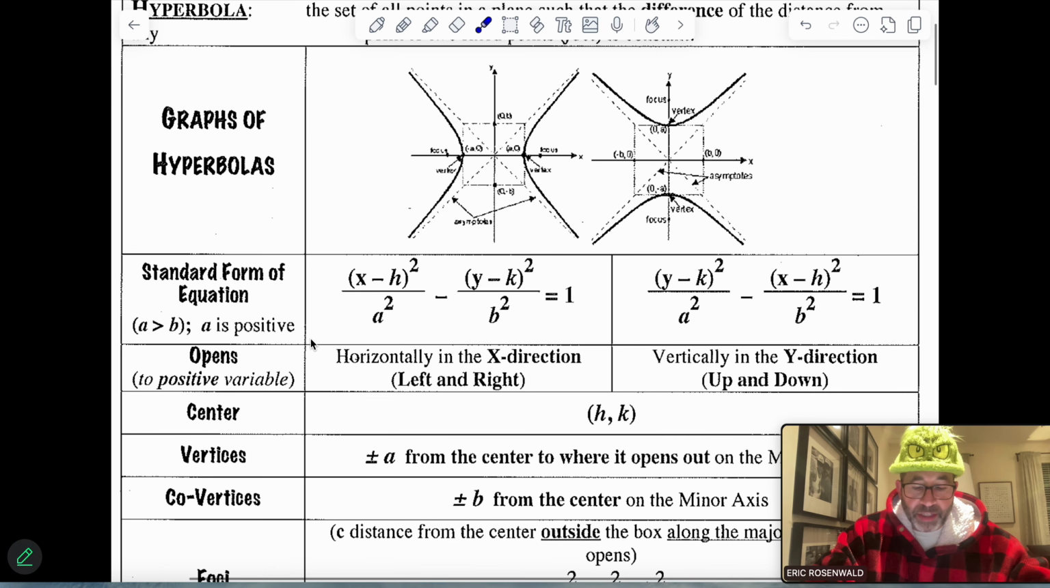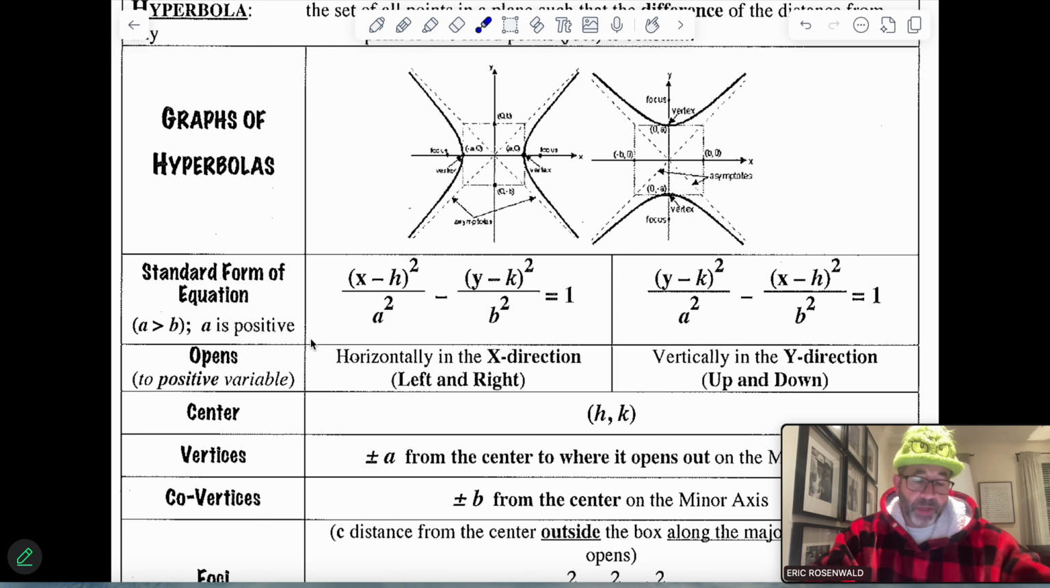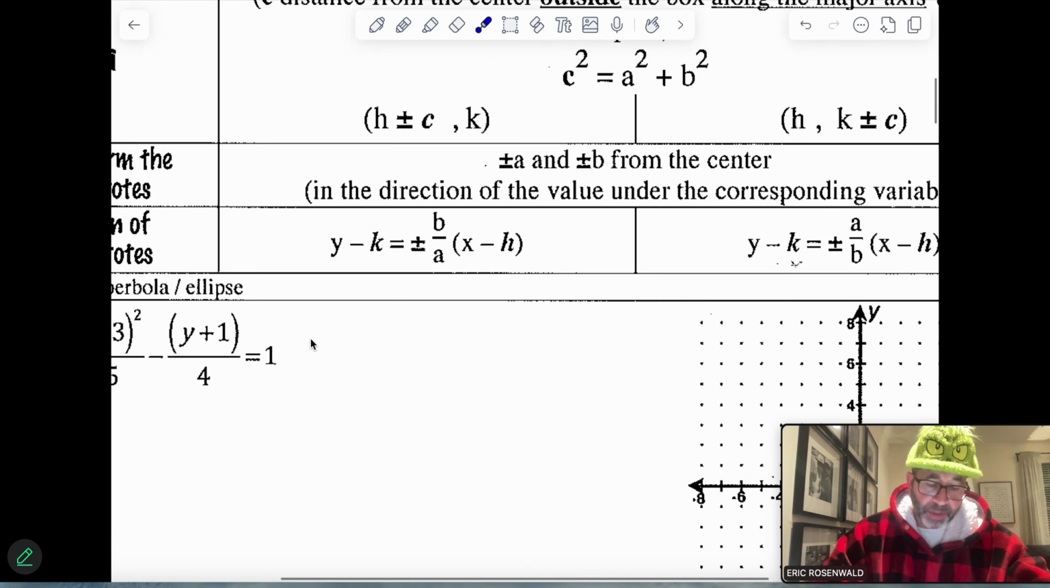Those are part of my center. You got x minus h and y minus k. You're just going to pull those into your point slope formula. And then the a and the b values are going to come from these two values here, which I'll show you quickly how to find in the graph itself too. Okay? So let's jump into these.